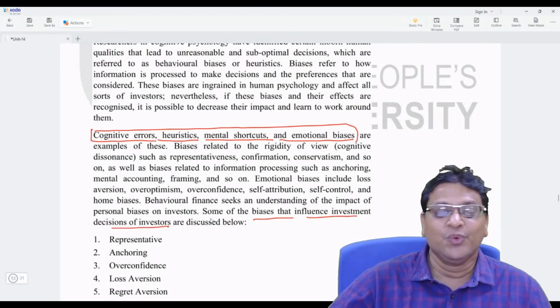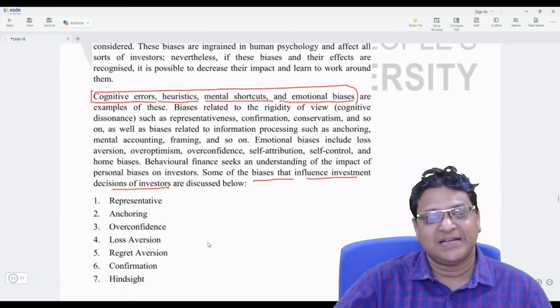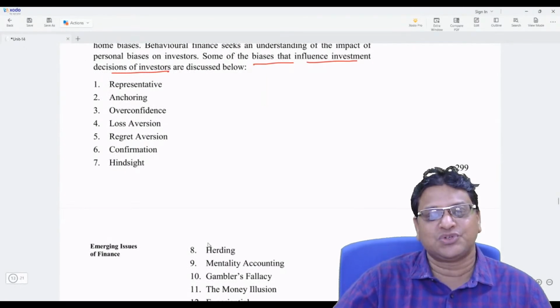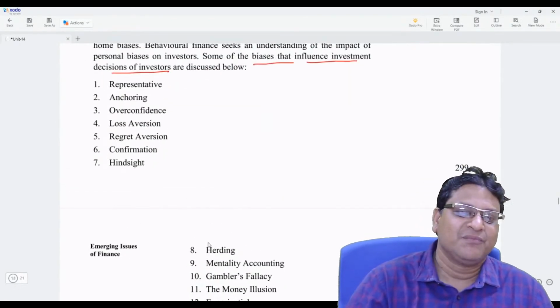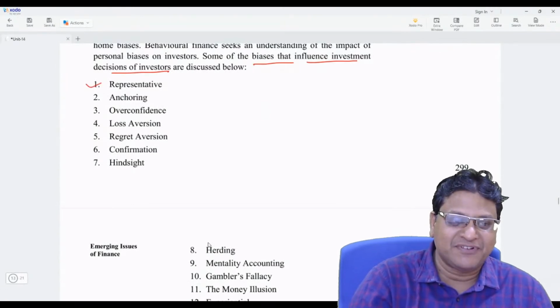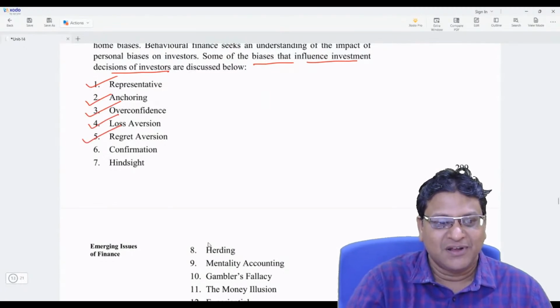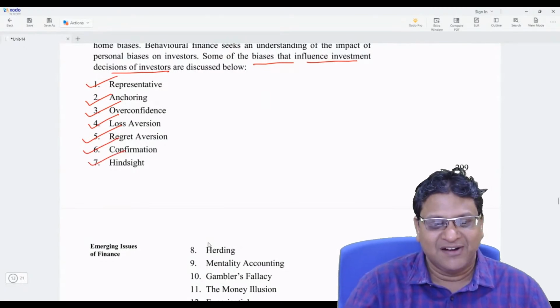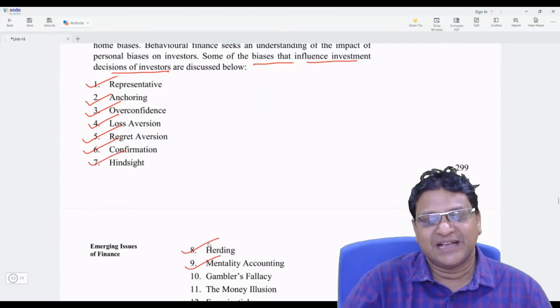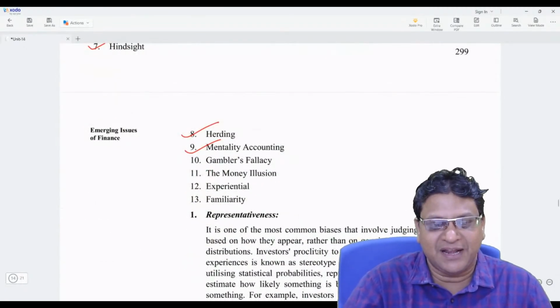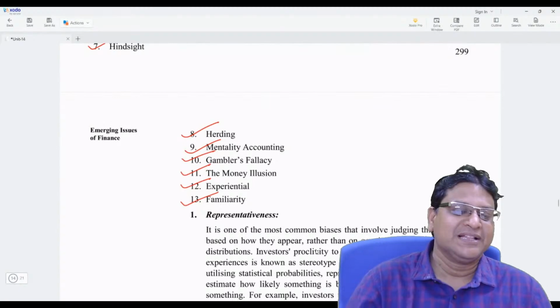In this context, we'll discuss some of the important biases that influence investment decisions. What are those biases? First bias is representativeness. Next bias is anchoring. Next are overconfidence, loss aversion, regret aversion, confirmation, hindsight, hoarding, mental accounting, gambler's fallacy, money illusion, experimental, familiarity. We'll study these biases one by one.